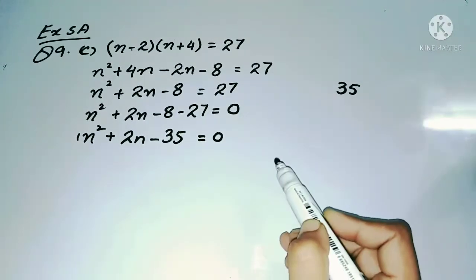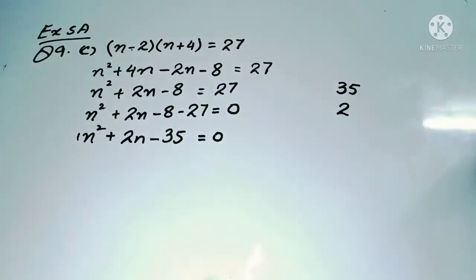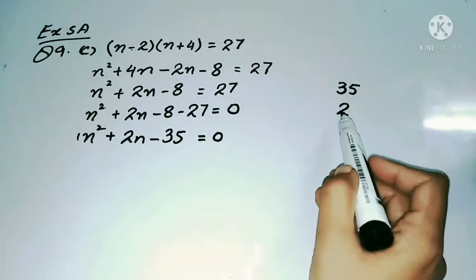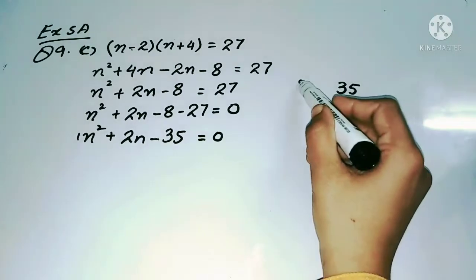And what is the midterm? Midterm is 2. Okay, now you have to choose two factors that when you multiply them, you will get 35, and when you add or subtract, you will get 2. So here you can see that you can use 7 and 5.